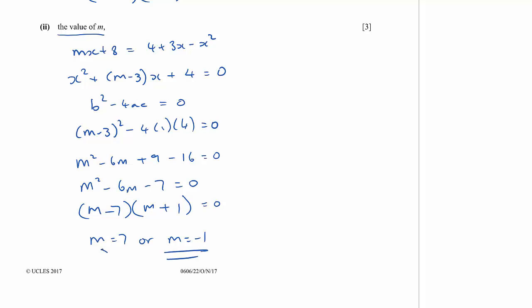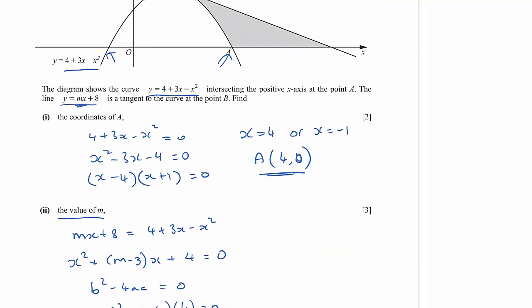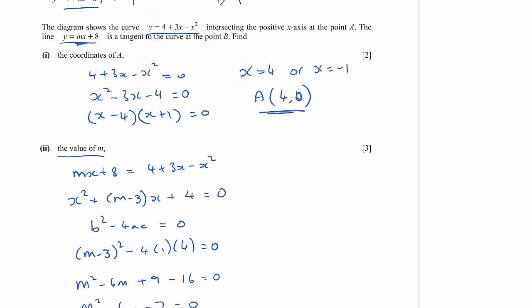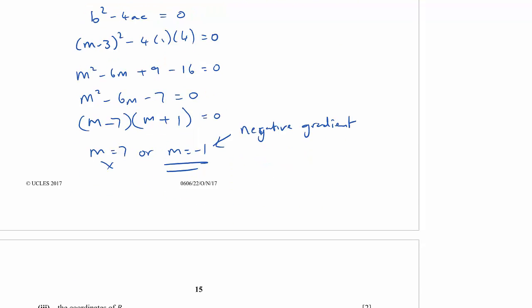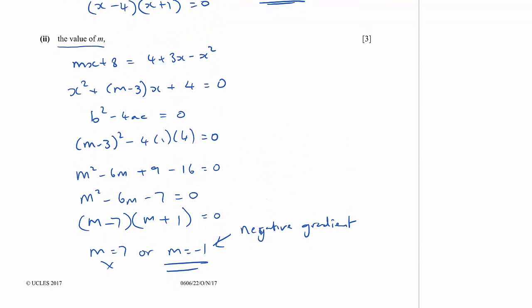And it's clearly not that one, because we can see that we have a negative gradient just from the picture above. You can see it slopes down. So m is equal to negative 1, and therefore it's y equals negative x plus 8 is that.